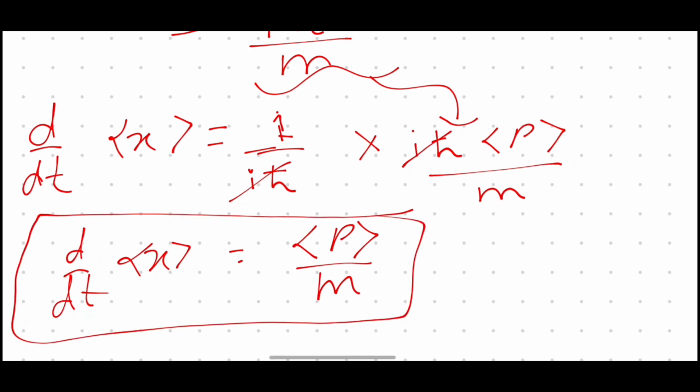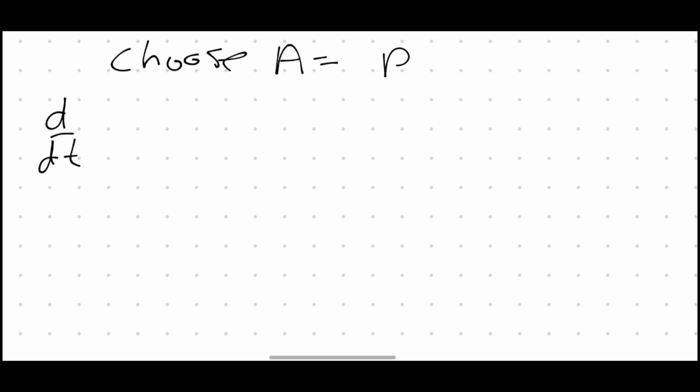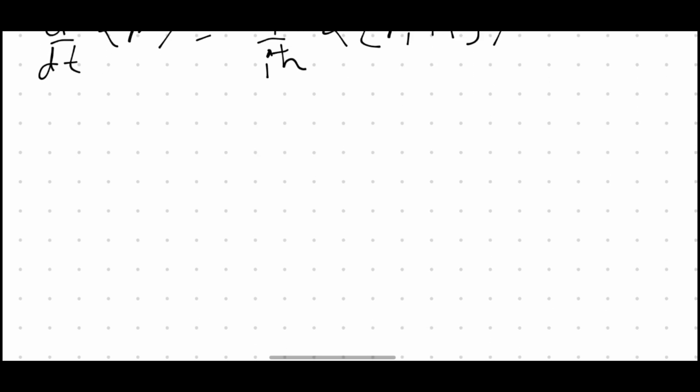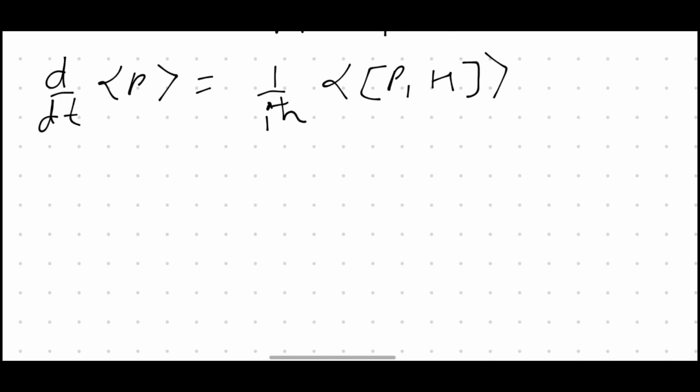Now we take the other part. Now we will take the other part where I will tell myself that let me choose my A to be equal to p. Okay, so if my A is equal to p, then how does this equation become? So d by dt expectation of p is equal to 1 upon i h cut, and the commutator is p comma h. I'll just solve for this part first.